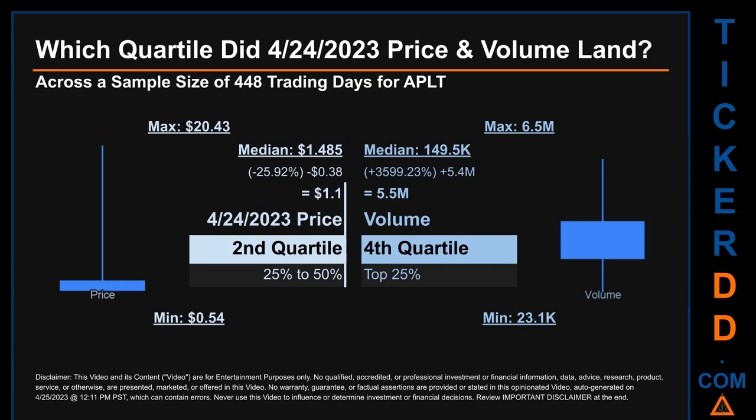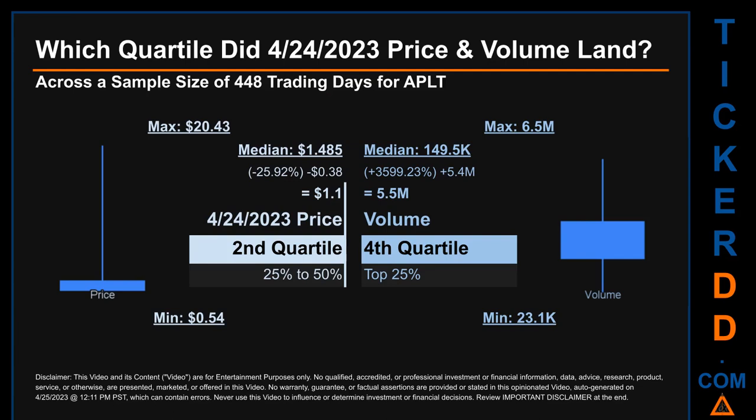Which quartile did April 24, 2023 price and volume land? Across a sample size of 448 trading days, the maximum end-of-day price for APLT was $20.43 while the minimum was 54 cents. Within that price range, April 24, 2023 price of $1.10 landed within the second quartile, putting it within the 25% to 50% range of all sampled end-of-day prices. The day's volume landed within the fourth quartile, marking it within the top 25% of all sampled daily volume, which saw a max daily volume of 6.5 million and a minimum of 23.1 thousand.